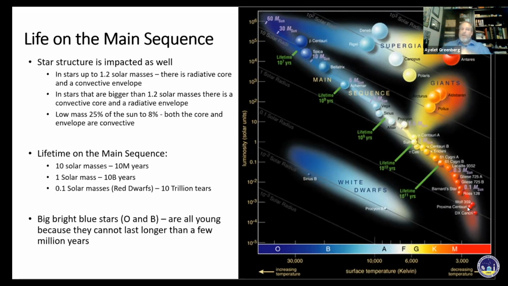And then when you go to the upper end, these O and B stars, these big blue stars, if you're seeing them in the sky, they're always young because they burn through their fuel so quickly and then die that they cannot last more than a few millions of years. So if you're seeing one of those big blue stars or big white stars in the sky, they're going to be a few million years old tops because they just don't live longer than that. So that is life on the main sequence.